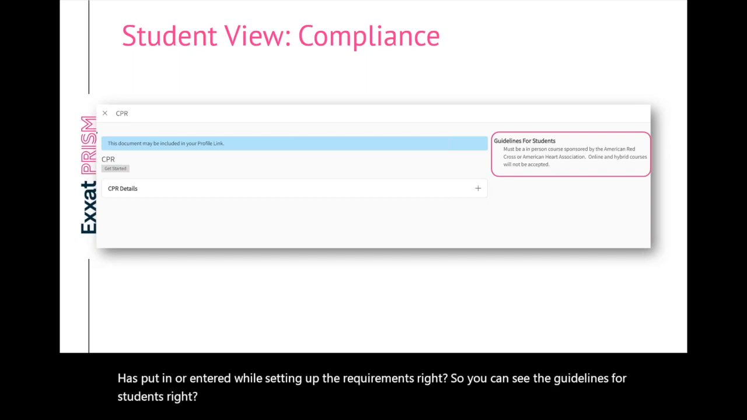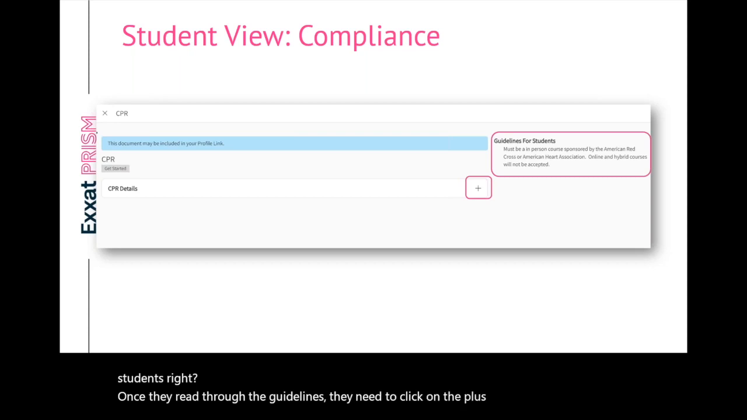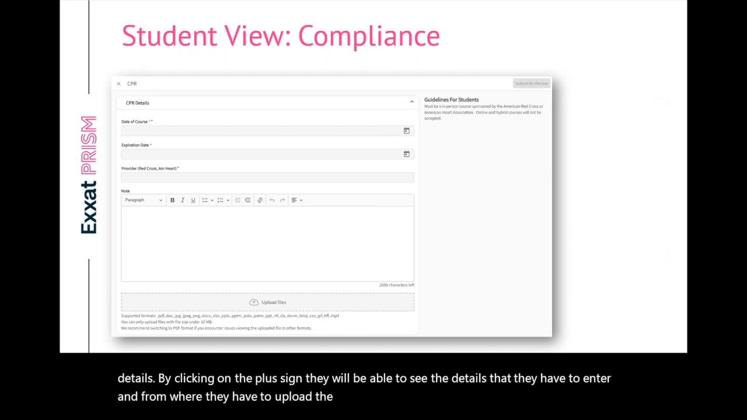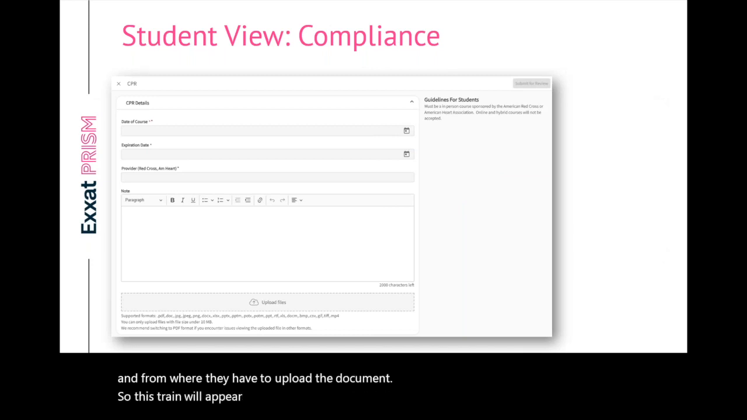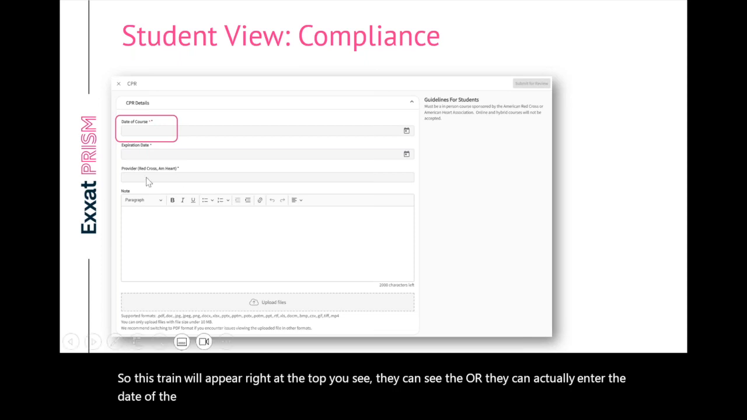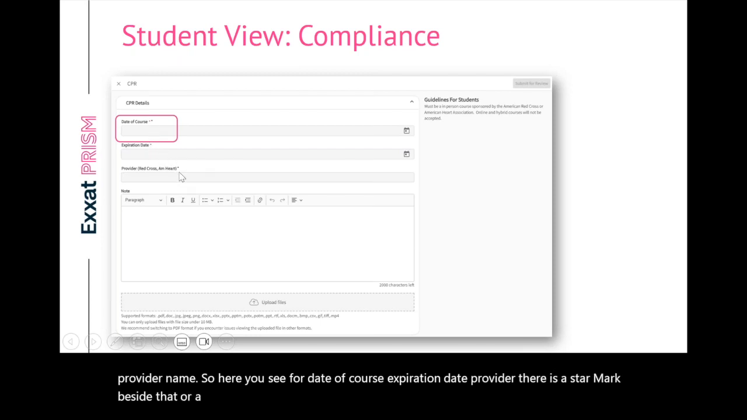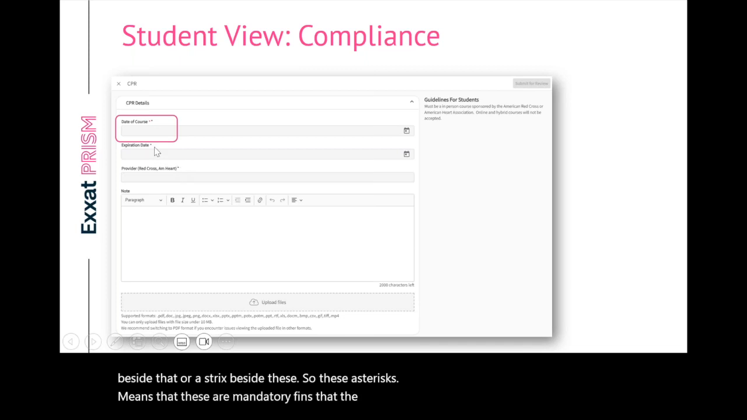Once they read through the guidelines, they need to click on the plus sign under the CPR details. By clicking on the plus sign, they will be able to see the details that they have to enter and where they have to upload the document. So this screen will appear. At the top, they can enter the date of the course, then the expiration date, then the provider name. You see for date of course, expiration date, and provider, there is a star mark or asterisk beside them. These asterisks mean that these are mandatory fields that the students have to enter.